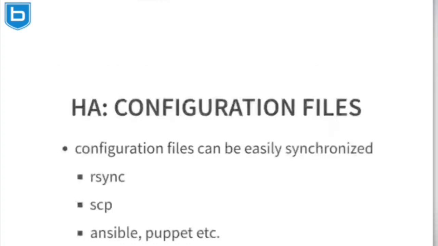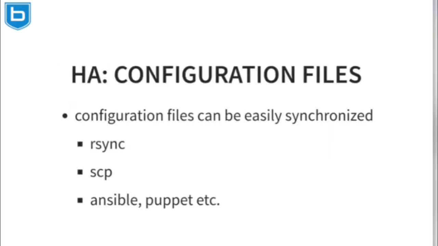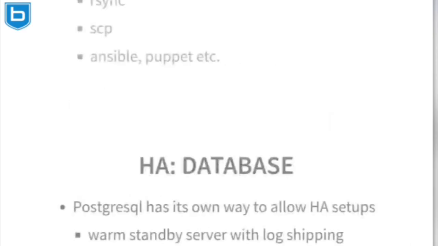So let's have a look at the files. Having files highly available is relatively easy. If you have two machines, one machine that is currently the Bareos server and a second machine that should take over if the first machine somehow doesn't work anymore, we can easily copy over the files, synchronize them with tools like rsync or secure copy, or even completely generate the configuration out of a configuration management system like Ansible or Puppet. So this is relatively easy.